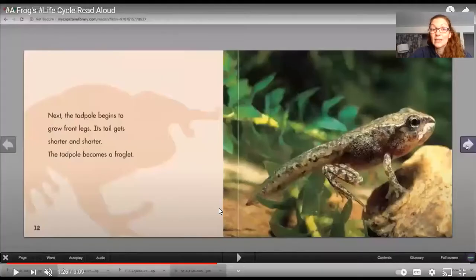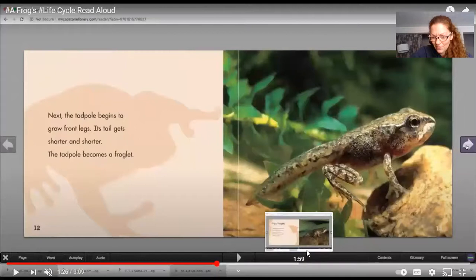Next, the tadpole begins to grow front legs. So look, it has back legs and front legs. Ooh, its tail gets shorter and shorter. The tadpole becomes a, look at this word right here. I spy the word frog. So let's chunk it. If we know frog, do you know that word? Froglet. The tadpole becomes a froglet. So we have an egg, then we have the tadpole, and the tadpole changes to a froglet. So cute. All right.